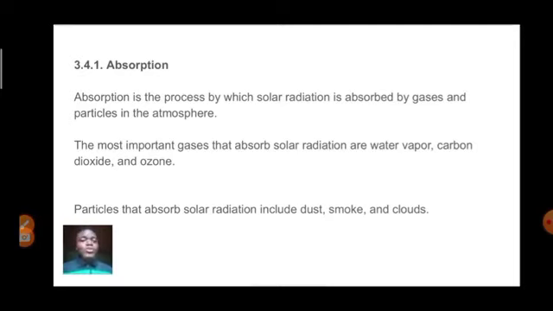Then ozone gas is also responsible for the absorption of solar radiation, especially the ultraviolet properties of the solar radiation. Now we've said particles also absorb. These particles include dust particles, smoke, and cloud particles.